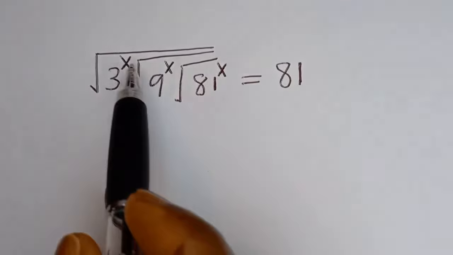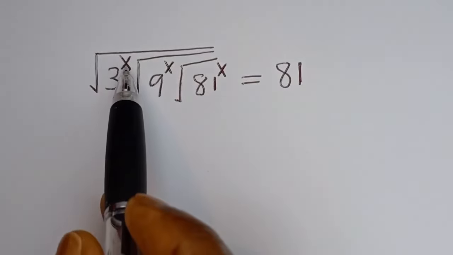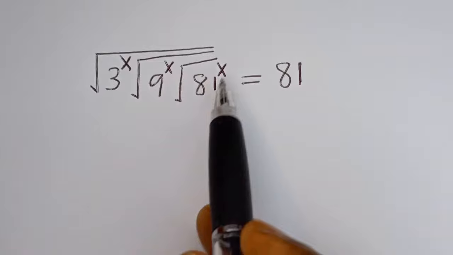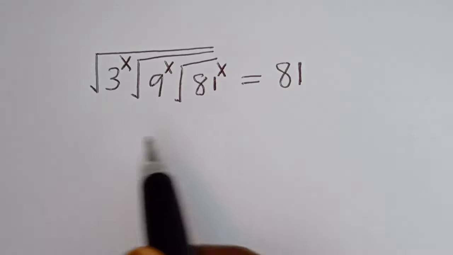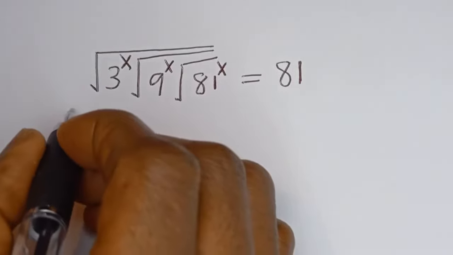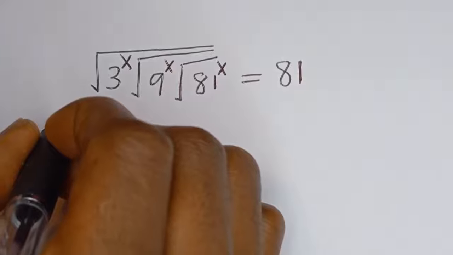Hello, how to solve for x in this equation: square root of 3 to the power of x and square root of 9 to the power of x and square root of 81 to the power of x is equal to 81. Here we are going to make use of two different methods. Let's consider the first method, called method 1, solution.